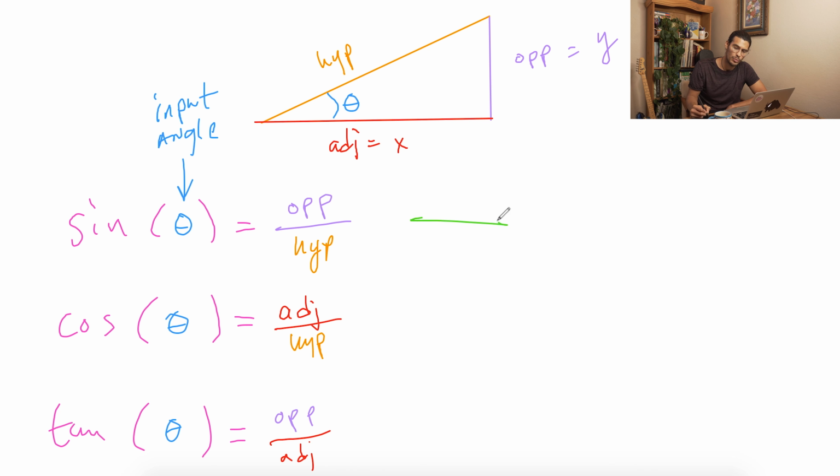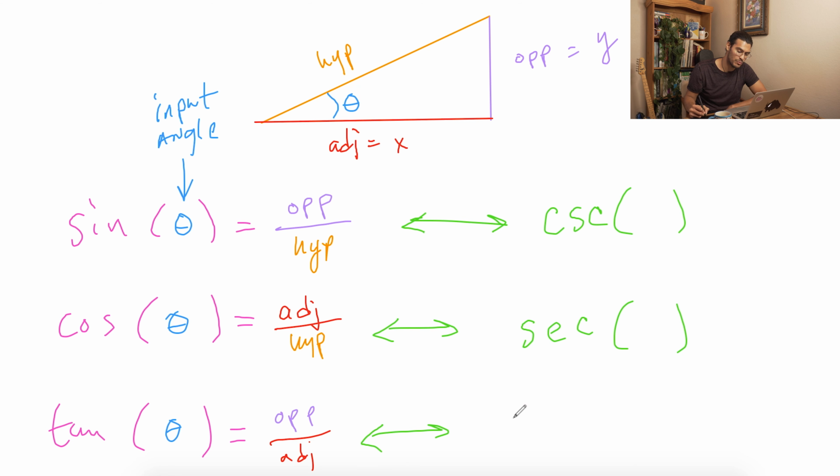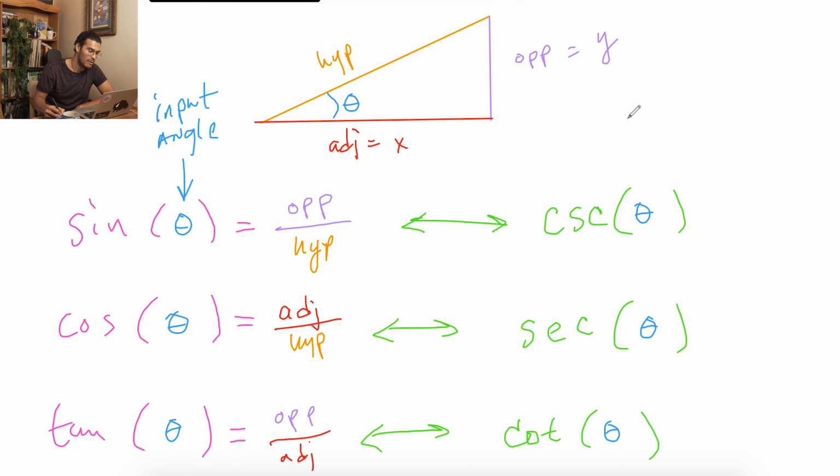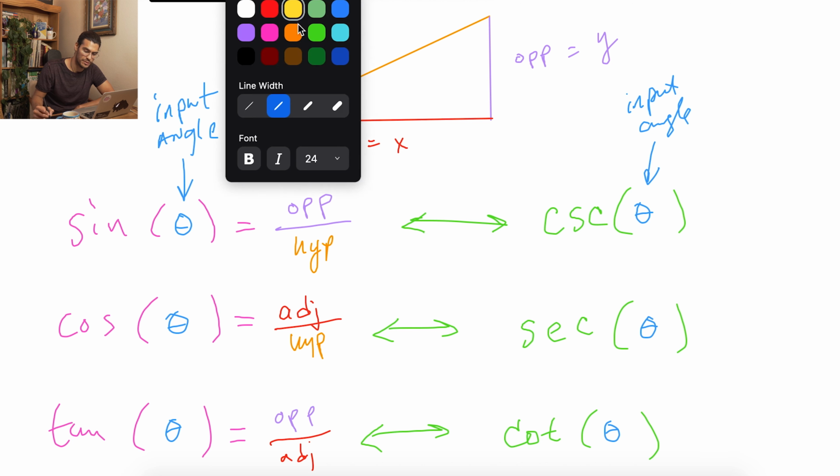So sine, when we flip it, when we turn it upside down, we get cosecant. Cosine, when we flip it and turn it upside down, we get regular secant. And tangent, when we flip it upside down, we get cotangent. So we're still inputting angles, and what we're getting out is still ratios, but it's just the flipped ratios.